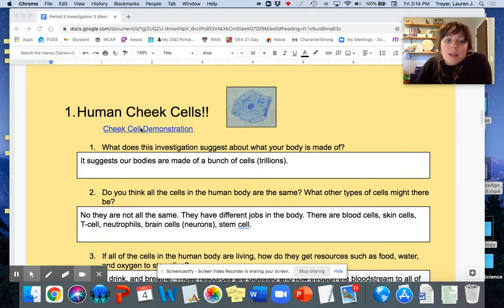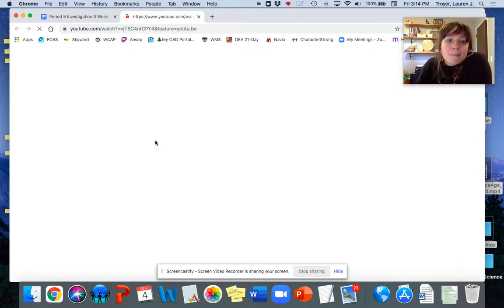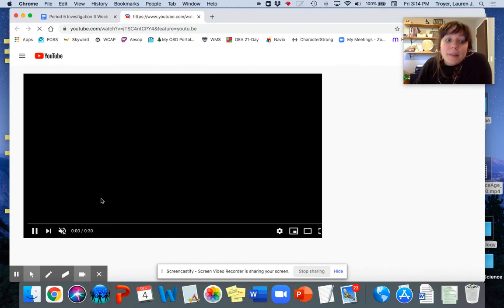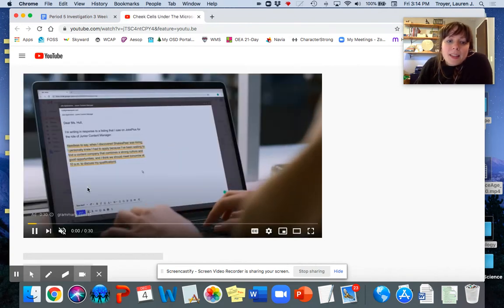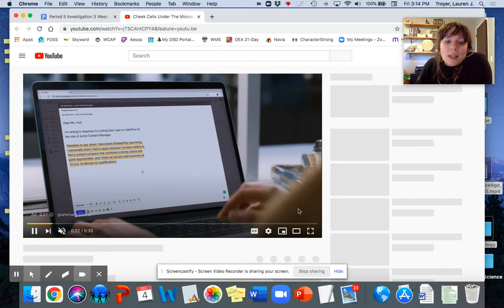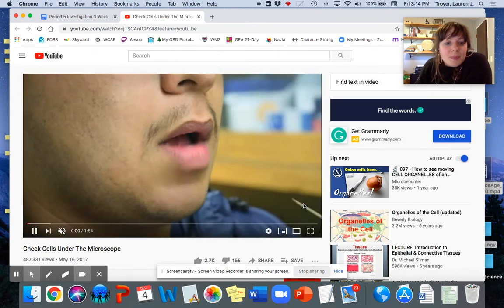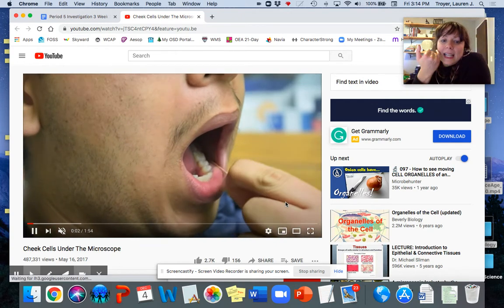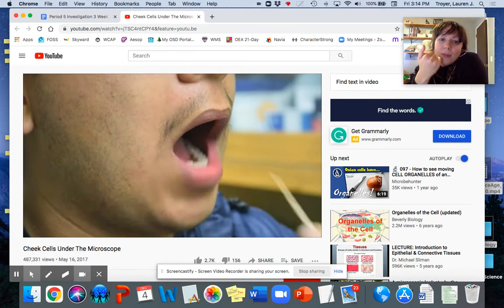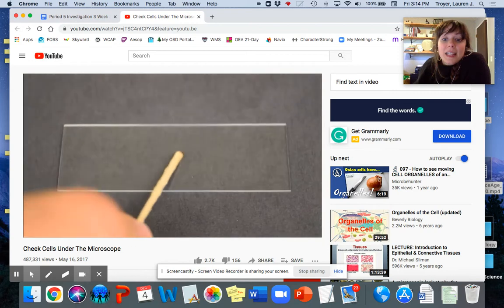So the first thing you need to do is watch the human cheek cell demonstration. It will show you how you can do a cheek scraping. By the way, this person is not breaking the skin or harming themselves in any way. They are just rubbing a toothpick. They rub a toothpick, and it takes off some cells from inside the cheek. They come off very easily.